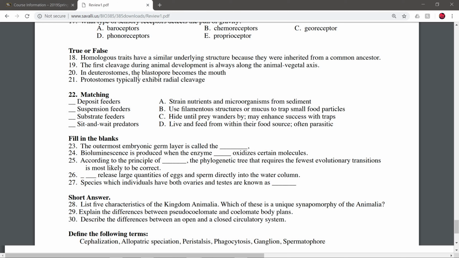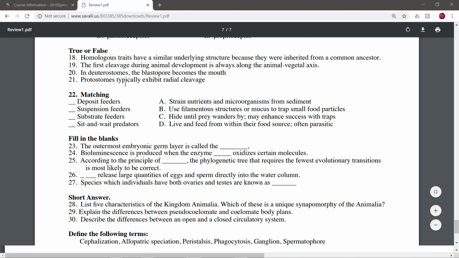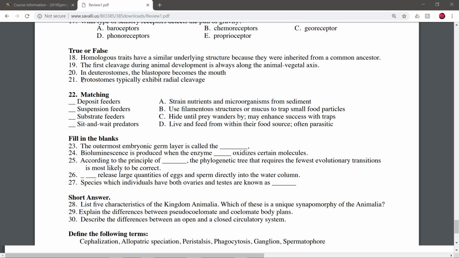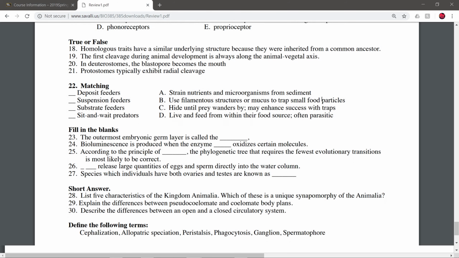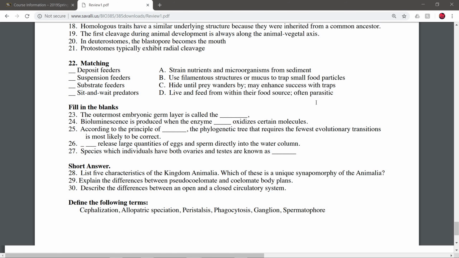All right, 20. In deuterostomes, the blastopore becomes the mouth. Is that true or false? Deutero means second, so the mouth becomes second. The blastopore is always going to be the first opening, so that forms the anus of deuterostomes. So that's false. Protostomes typically exhibit radial cleavage. Is that true or is that false? How many say true? How many say false? About 50-50. It's false. Protostomes typically have spiral cleavage.